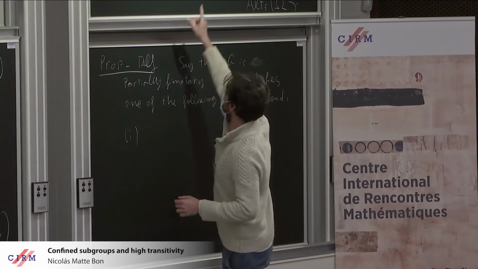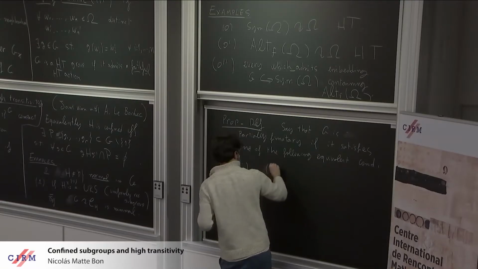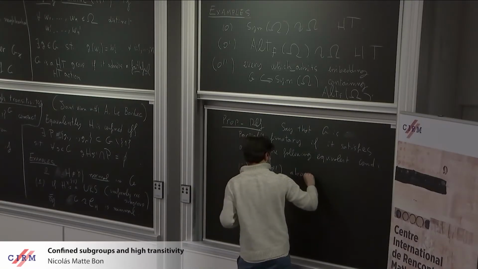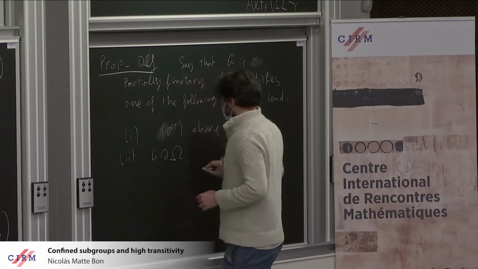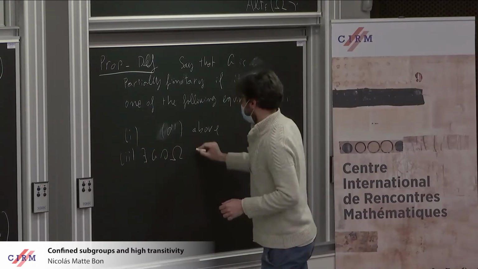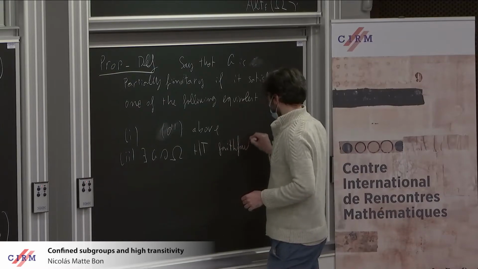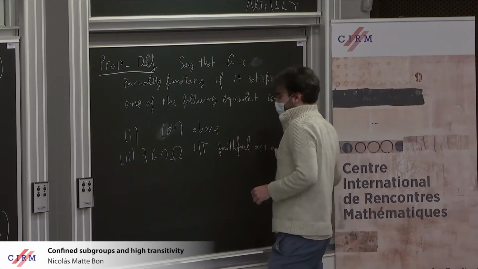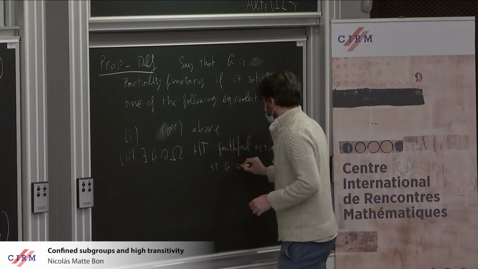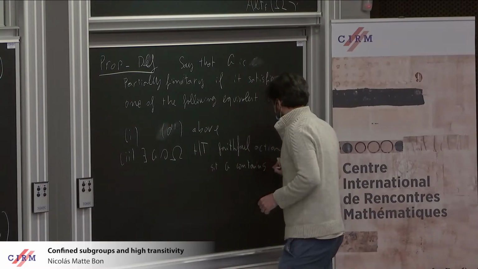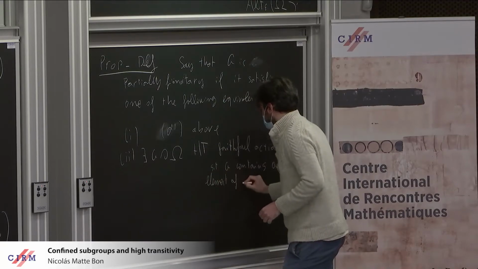So the first one is this one. The second: if G admits a highly transitive faithful action containing, G contains an element of finite support.